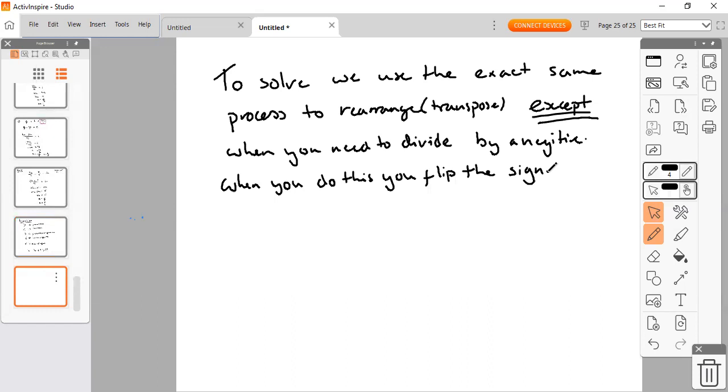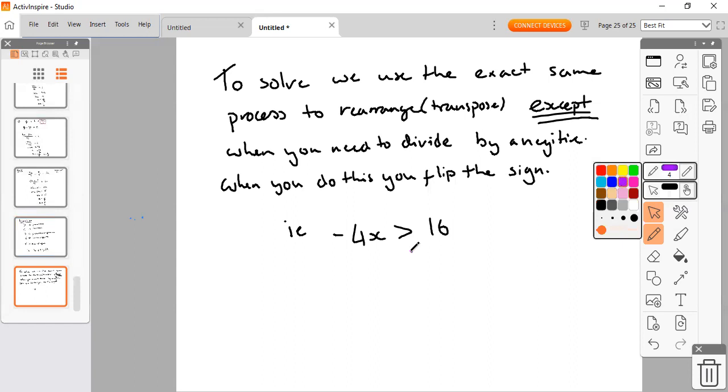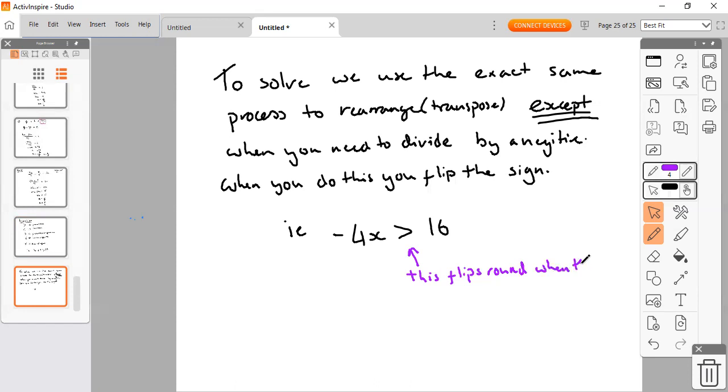No differences except when we need to divide by a negative. When we have something like that, and we need to remove this negative, it goes over. In that case, the sign flips round, and then the negative moves. But only when it's a multiple on the left and it's going to the right.